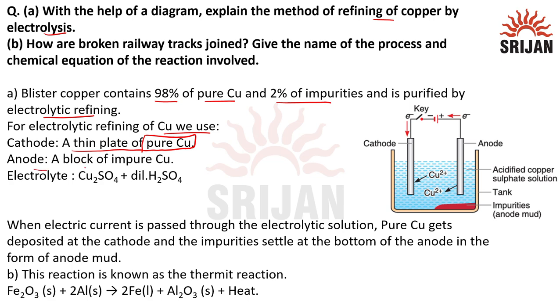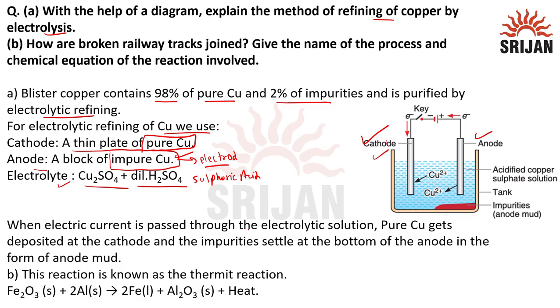And at anode, a block of impure copper, or we can say that this anode electrode is made up of impure copper, right? And for this we use the electrolytic solution of copper sulfate in the presence of acid, that is H2SO4, also known as sulfuric acid, right? You can see here the experimental setup where anode is made up of impure copper and cathode is made up of a thin sheet of pure copper.